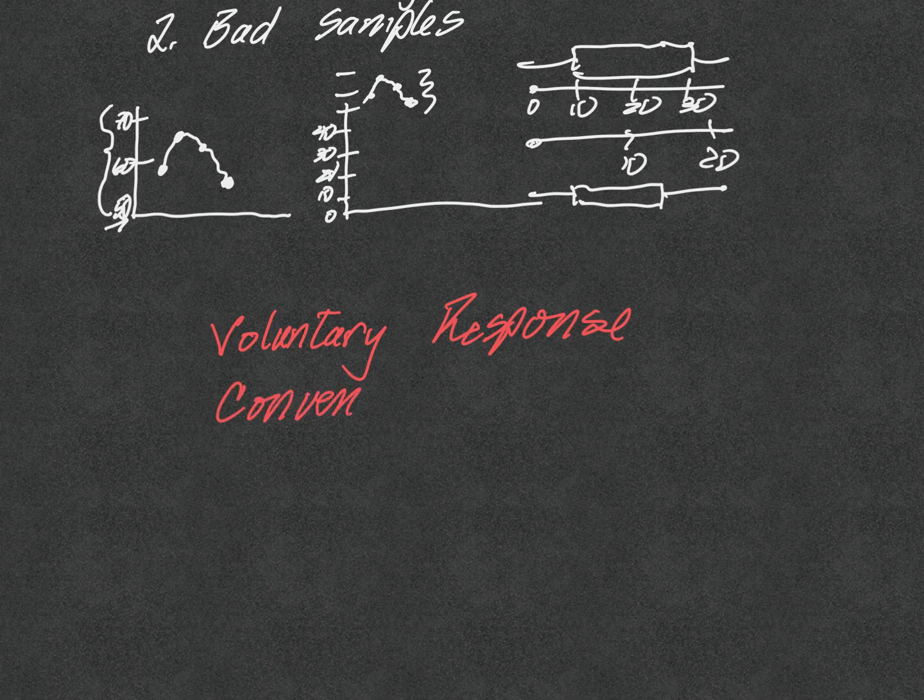A voluntary response sample is a sample where someone chooses whether they answer or not. This happens a lot with phone surveys, a number of other things. There are ways you can minimize the effects of both of these things, but that costs money and so forth. So, just a voluntary response sample is an issue.